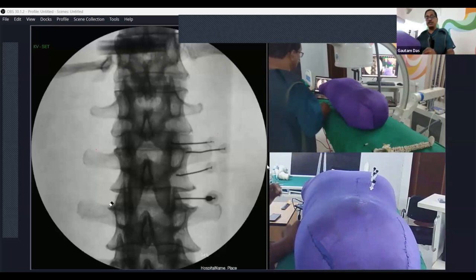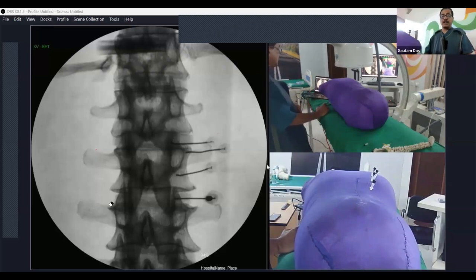So if you're having any questions regarding these 4 procedures, you can ask me. Then I'll be going ahead with some more procedures. Do you have any questions regarding these 4 procedures? Facet joint interarticular, facet joint medial branch, transforaminal, and discography.